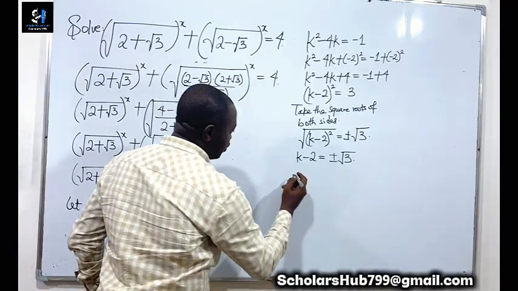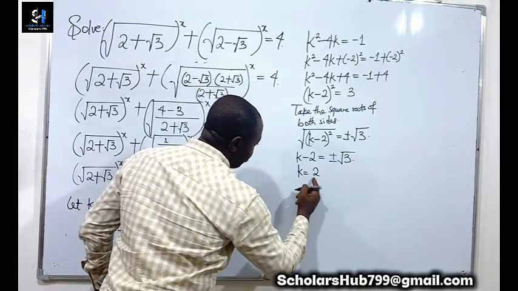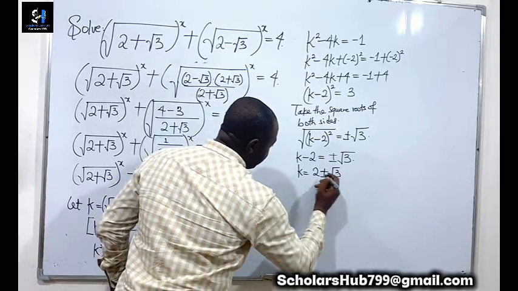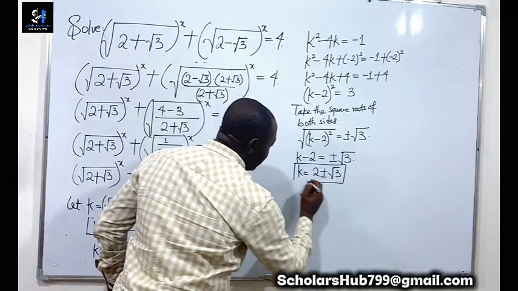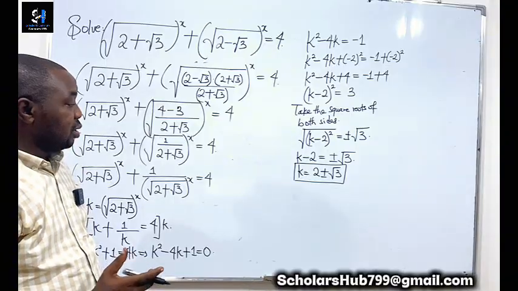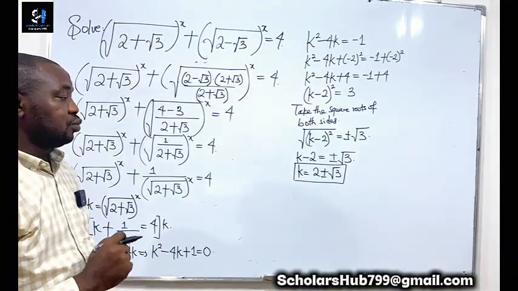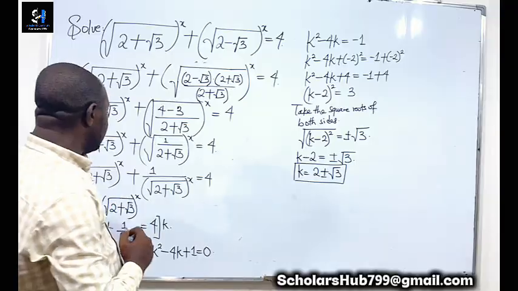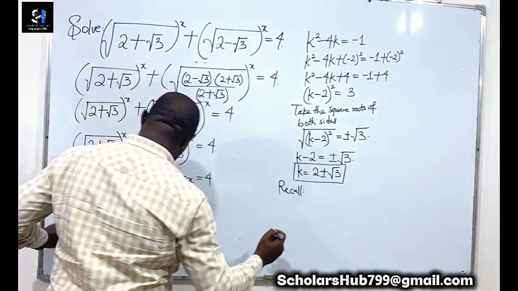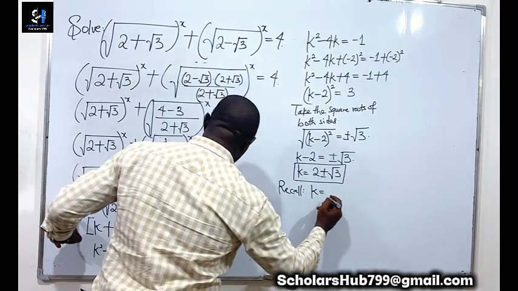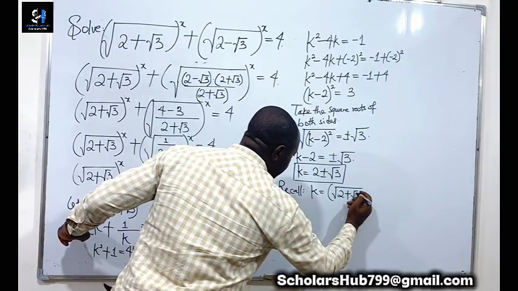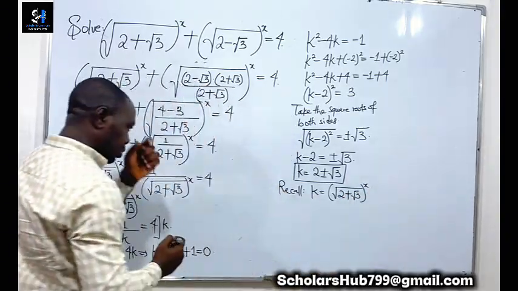So I'll carry this over to the right hand side to become plus 2. So k equals 2 plus or minus radical 3. So the two values of k will be k equals 2 plus root 3 or k equals 2 minus root 3. So now let's recall that k is equal to (radical 2 plus root 3) all raised to the power of x.